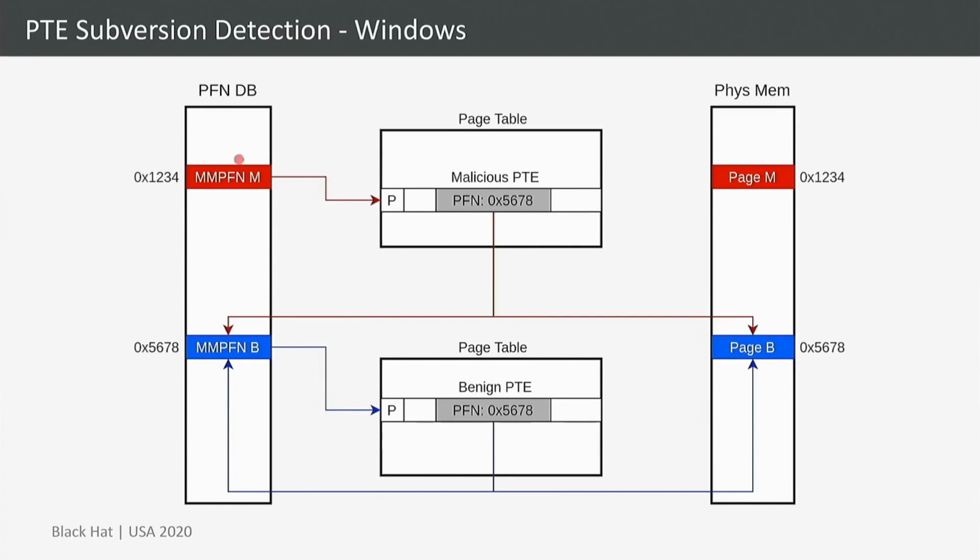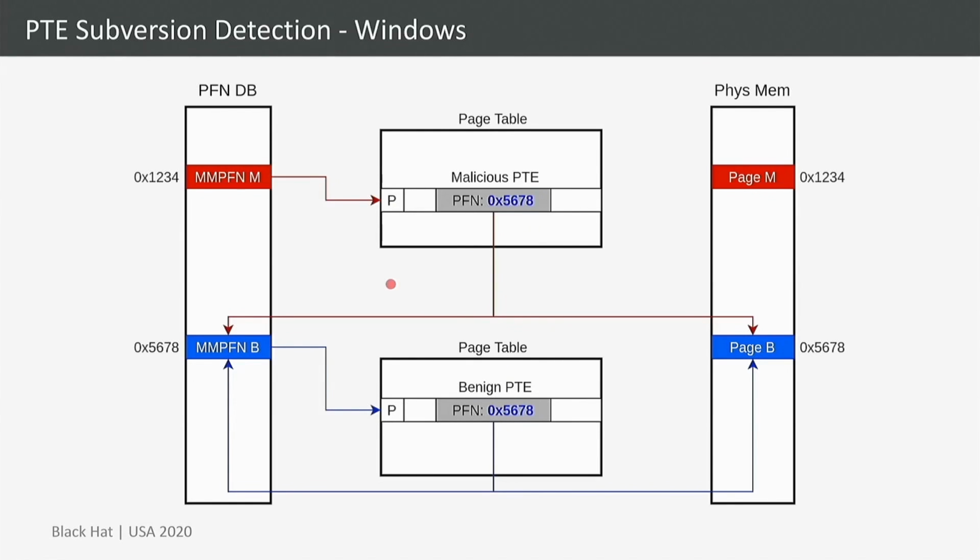Also, by enumerating all the MMPFN structs, we will encounter this one here, which points to this PTE, but the PTE does not point back. So this is also something that we can detect. And the third part here is the PFN number. By enumerating all the PTEs and collecting all the page frame numbers, we can detect duplicates, and by that, the PTE remapping.